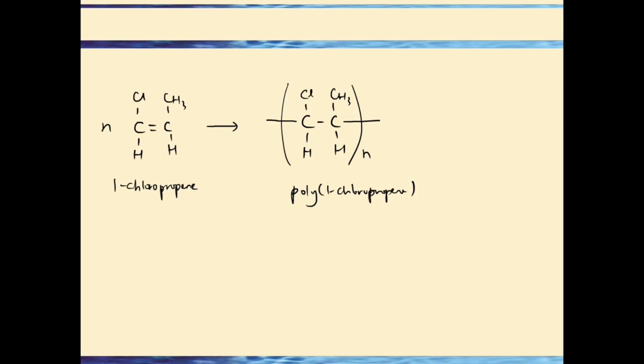Now, since all alkenes can undergo polymerization, can we have different alkenes as monomer? Yes, the answer is yes. So I use ethene, then I add another alkene. This time I will add one chlorine. So I have n number of these, n number of these. They react with each other to form polymer.